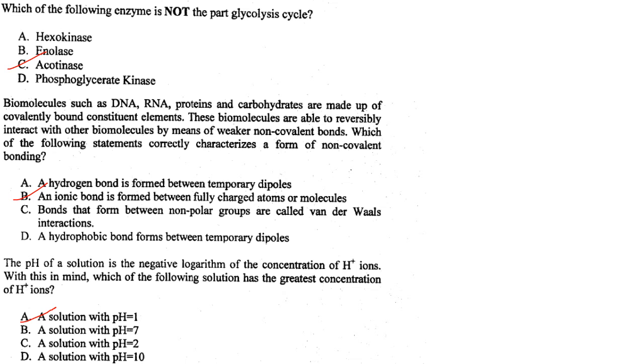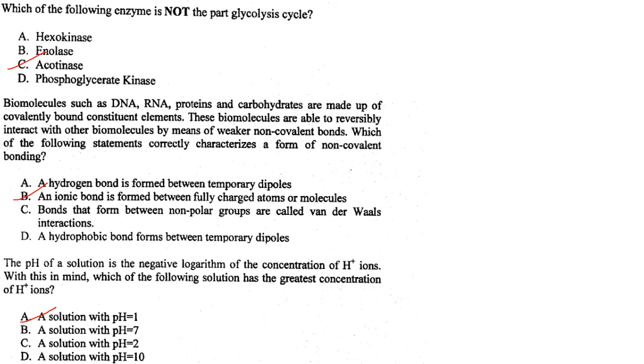Then, which of the following enzymes is not a part of the glycolysis cycle? Hexokinase, enolase, aconitase, phosphoglycerate kinase. So aconitase comes in the Krebs cycle, or tricarboxylic acid cycle. So the answer is option C.